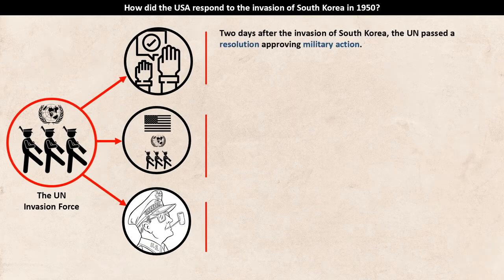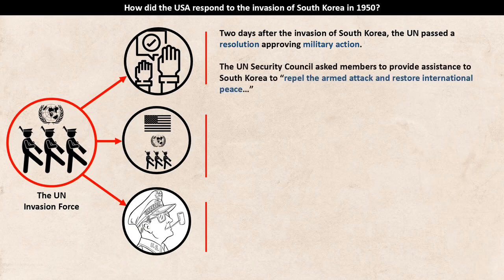So, 2 days after the invasion of South Korea, the UN passed what we call a resolution that approves military action. And that's basically them signing a document that says, we think that sending an army is the best way to resolve this conflict. Now, the United Nations Security Council asked members to provide assistance to South Korea, and this was to repel the armed attack and restore international peace. And what that basically means is that the United Nations Security Council calls on members of the UN to send armed forces and to help South Korea repel the armed attack, which means to get rid of the North, and then to restore international peace.